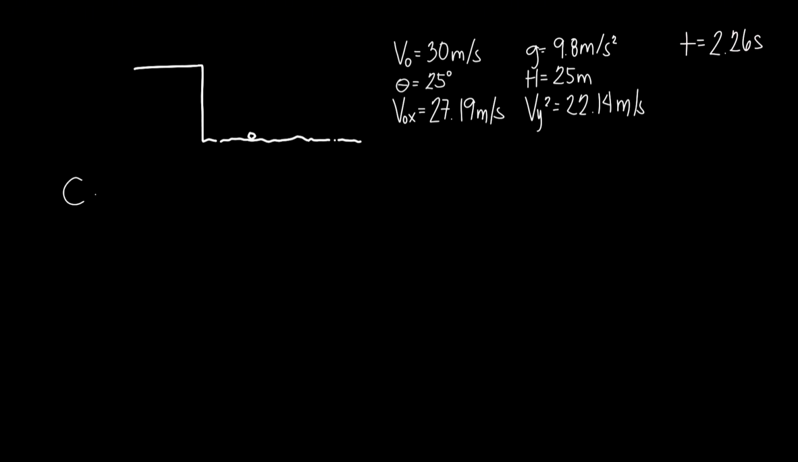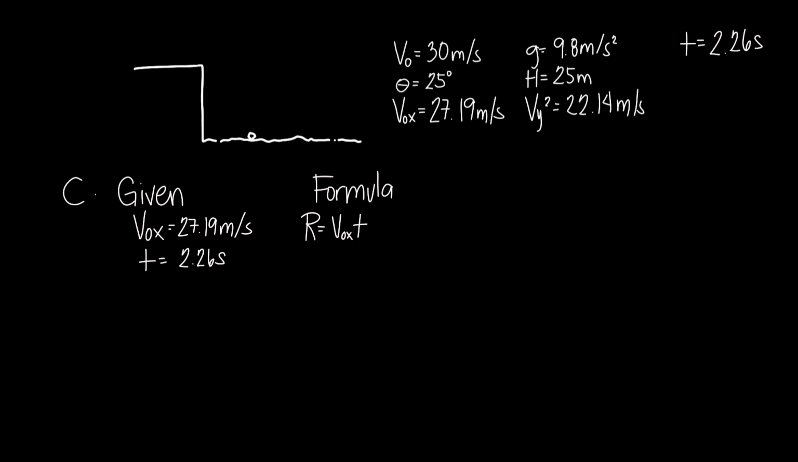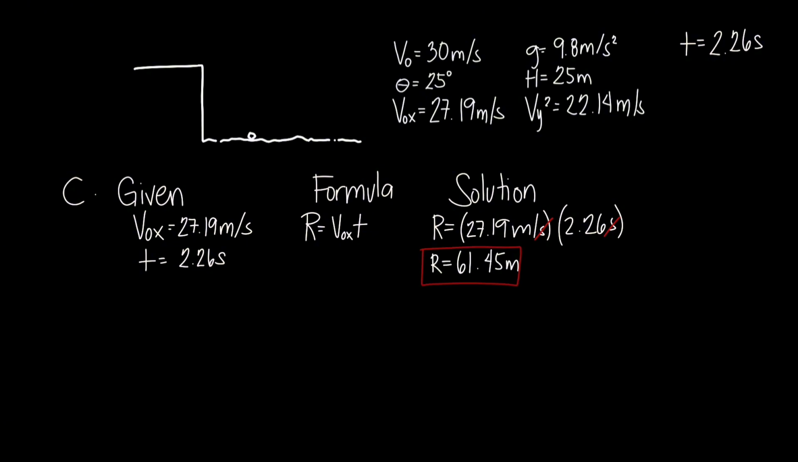Now, since we have the time, we can proceed with letter C, which is asking us about the range. So the givens here are the Vox and the time. Then the formula that we are going to use, of course, would be the formula for range, which is range is equal to Vox multiplied by the time. Just substitute the values and now we can compute. And don't forget to cancel out units. Then the range for this problem is 61.45 meters.